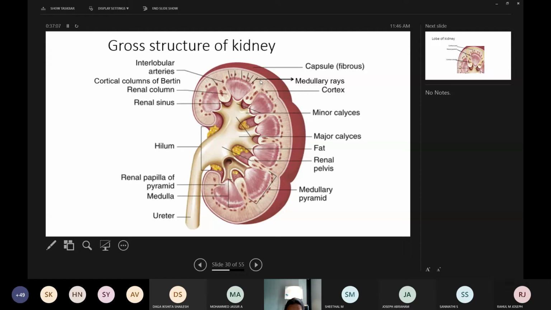The DCT will open into the collecting tubules or ducts. These collecting ducts project into the pyramids. Pyramids are the pale striated structures which contain the excretory part, the ducts. Whereas in the upper part, the cortex will have the secretory part.